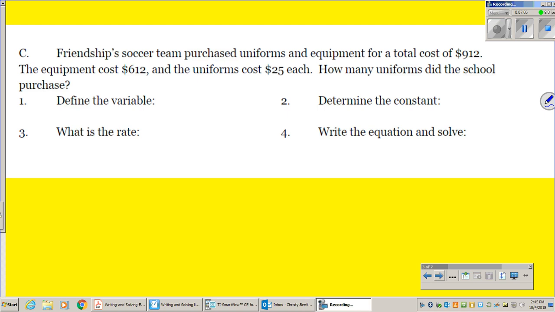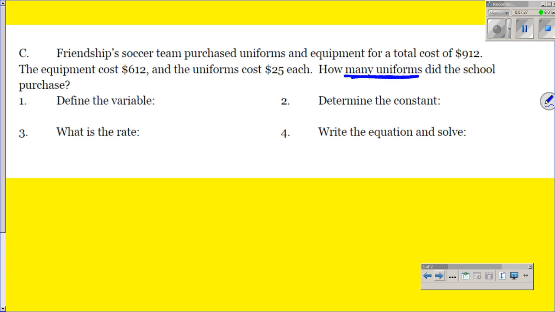Okay, in question C it says Friendships soccer team purchased uniforms and equipment for a total cost of $912. The equipment cost $612 and the uniforms cost $25 each. How many uniforms did the school purchase? Define the variable, determine the constant, what is the rate, write the equation, and solve. So the unknown is how many uniforms. How many uniforms did this team order?